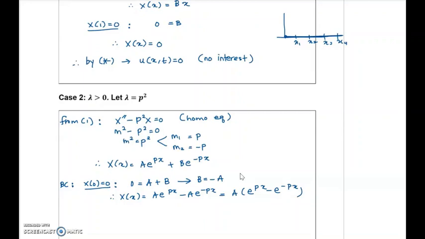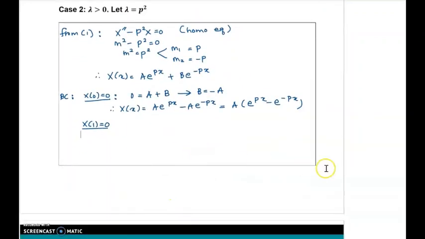We still have a in the equation. So we apply the second condition from step number 2. So we have x1 equal to 0. So look at our updated solution. The capital X is 0 at the left and small x is 1. So we have A, in the bracket we have exponent P times 1. So we have exponent of P minus exponent negative P.